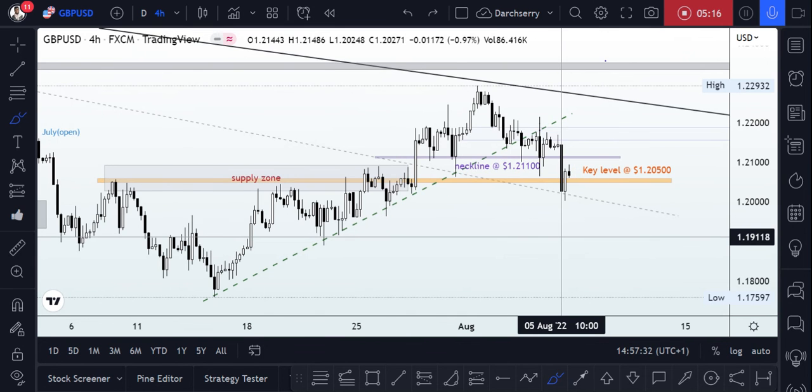So I would like to pause the video at this point and let's see how the price action will play out during the early hours of the week.